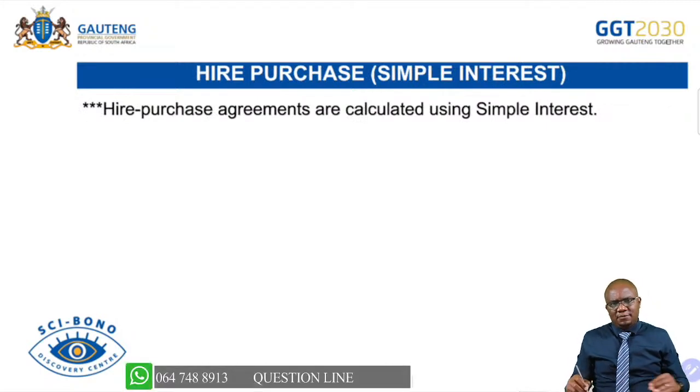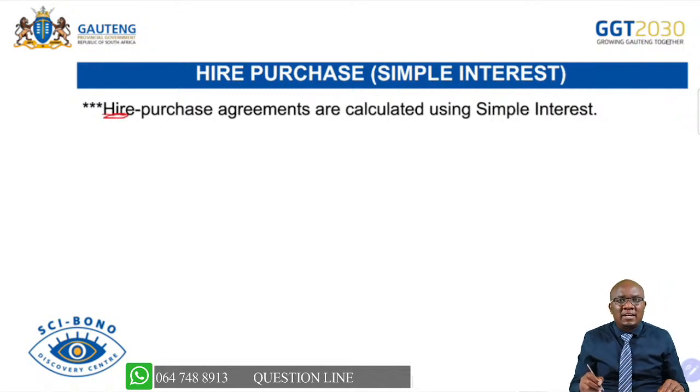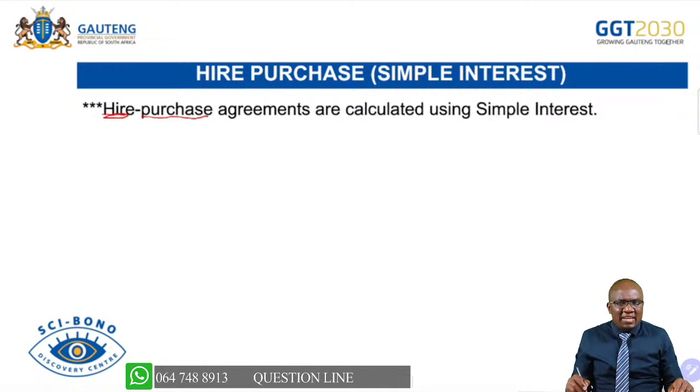Hire purchase, which is an application of simple interest now. What is hire purchase? Hire. What is the meaning of that? Hiring something. If I hire something, does it become mine? No. If I go there to Build It and hire a tool to fix something, it does not become my tool. I just pay for it for that particular time. Purchase. What is purchasing? You're buying something.